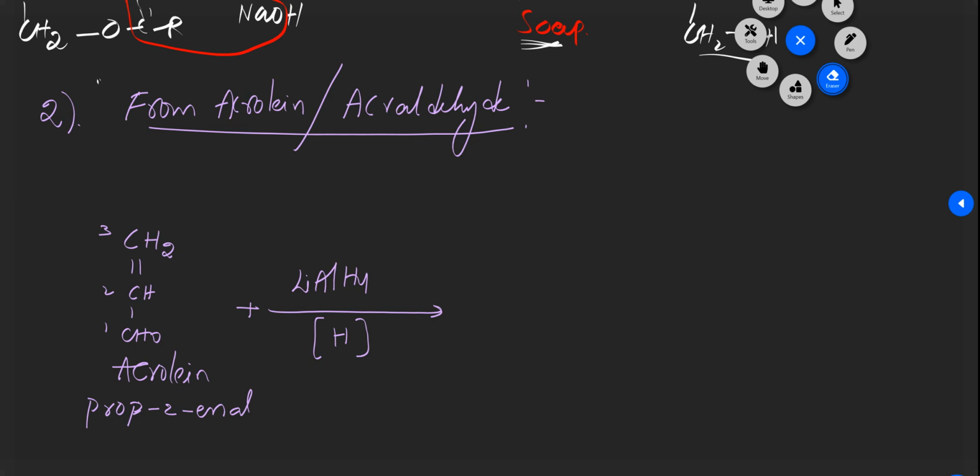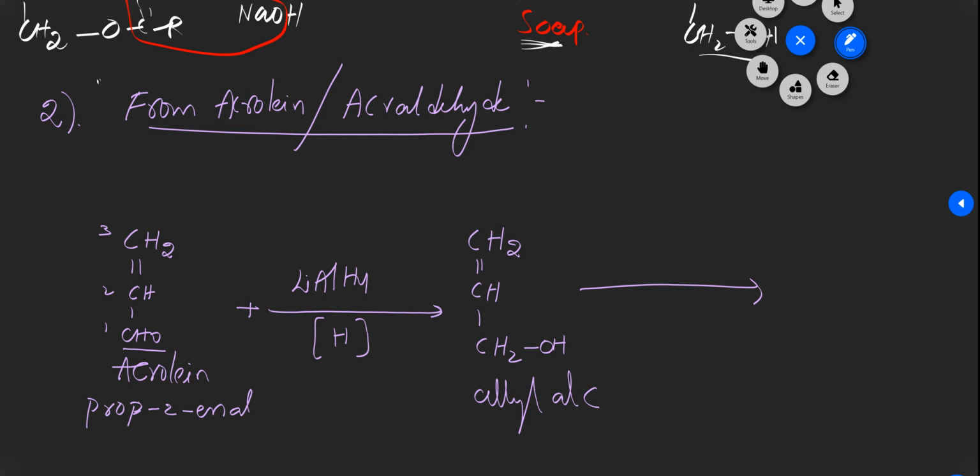Now if acraldehyde is reduced by lithium aluminum hydride, what happens here? Aldehydes are converted into primary alcohols. Ketones are converted into secondary alcohols. Now, what is the name of this product? Allyl alcohol.